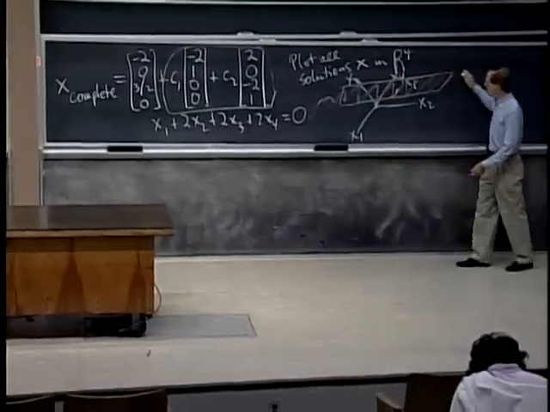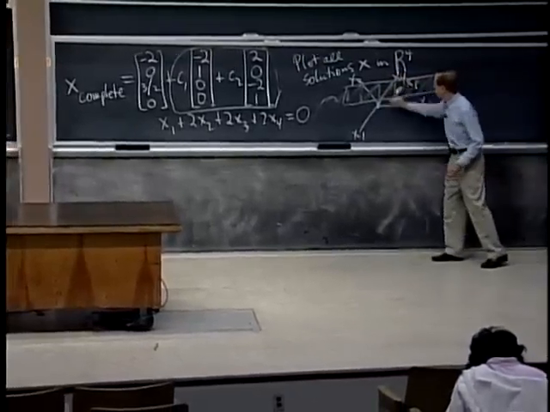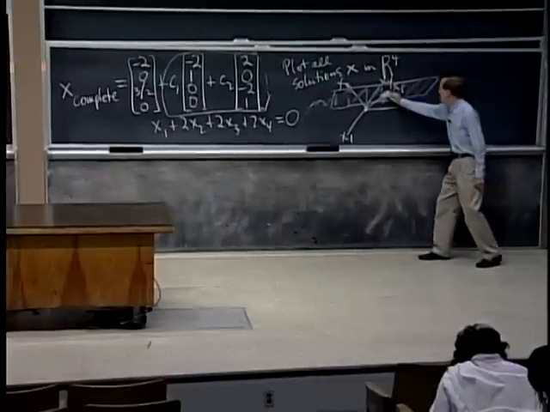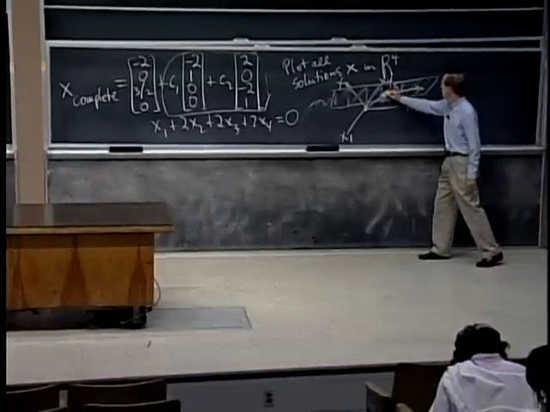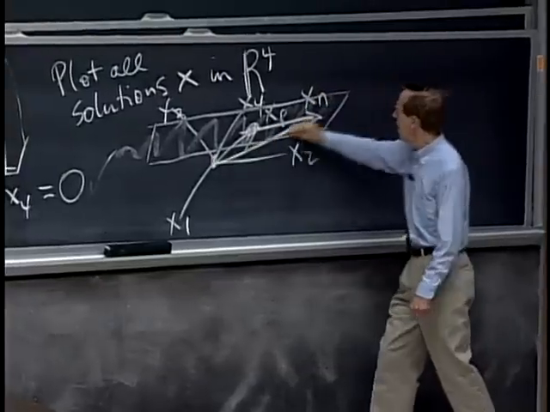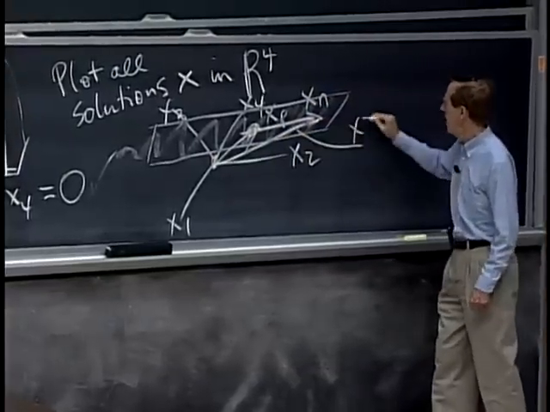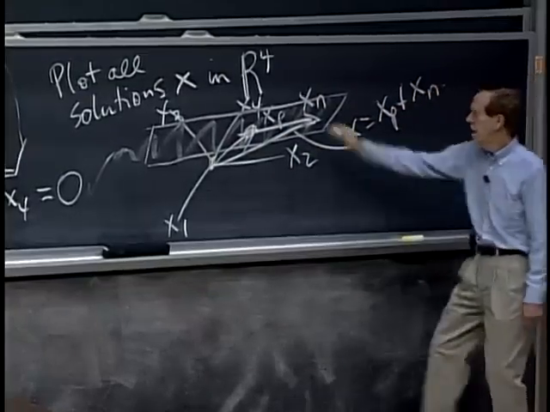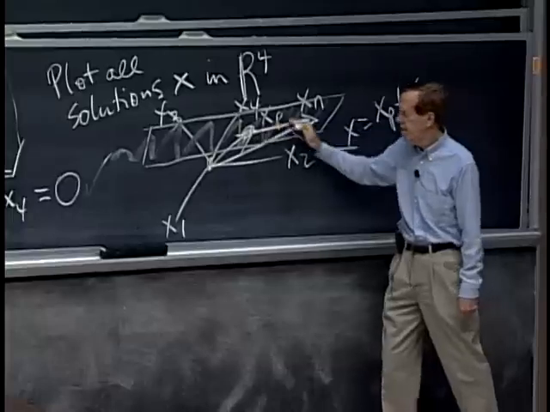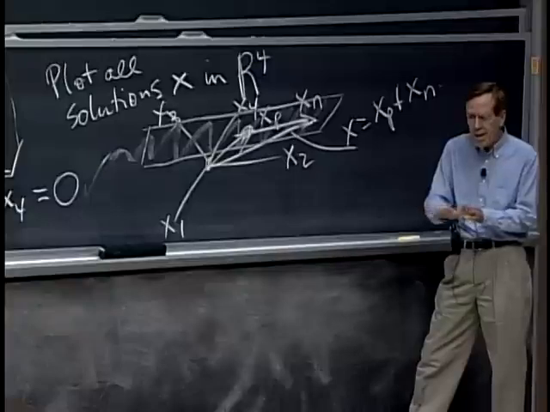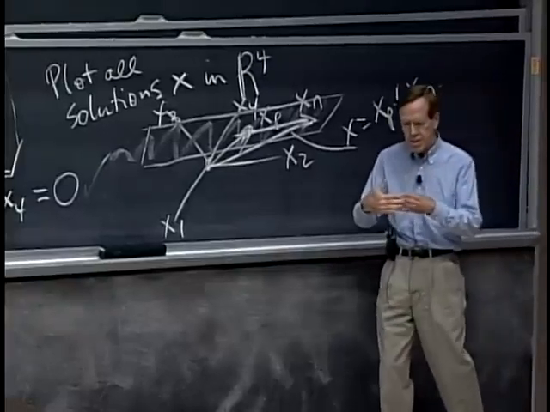It's a 2-dimensional subspace that goes through x particular, and then onwards. So there's x particular, and I added on xn, and there's x. There's x equal xp plus xn. But the xn was anywhere in the subspace, so that filled out a plane.